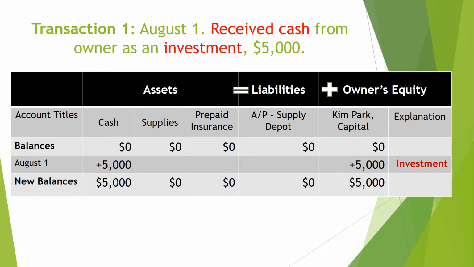Now it's time to check to make sure assets equals liabilities plus owner's equity. So if we look at the asset side, we have $5,000 plus 0 equals $5,000. On the right side of the accounting equation, we have 0 plus $5,000, which is $5,000. So assets do equal liabilities plus owner's equity.